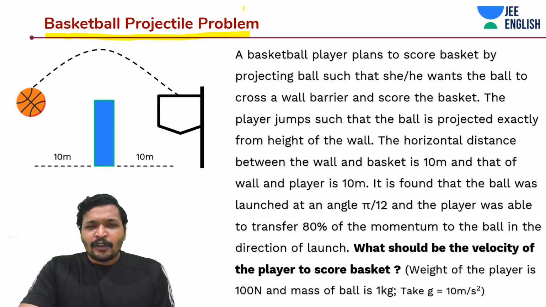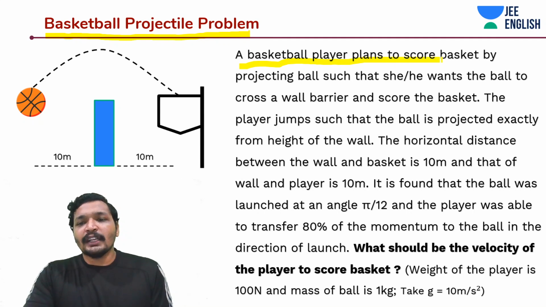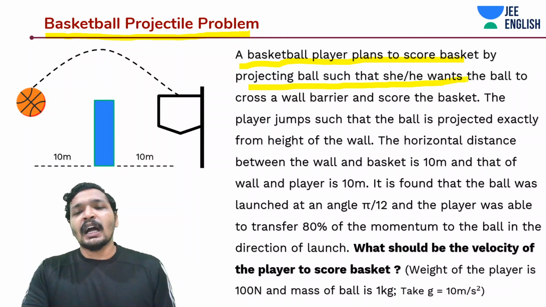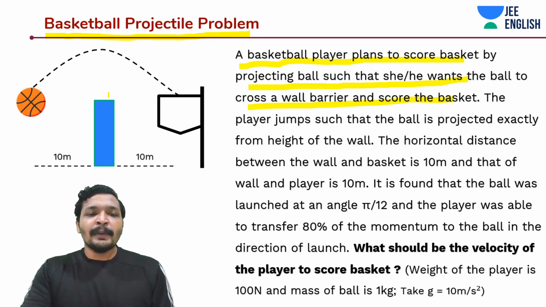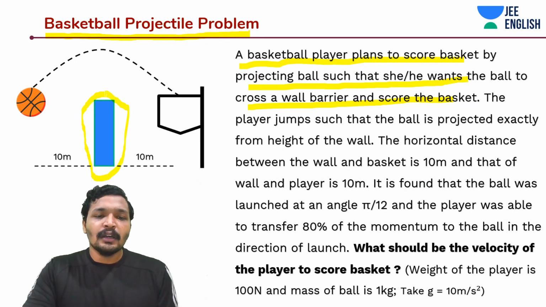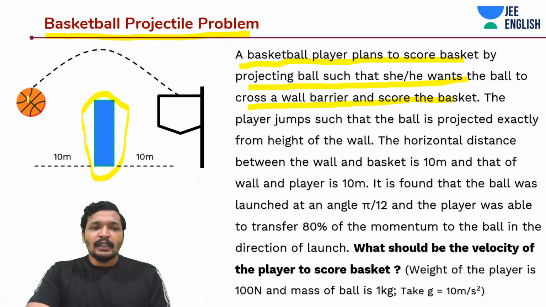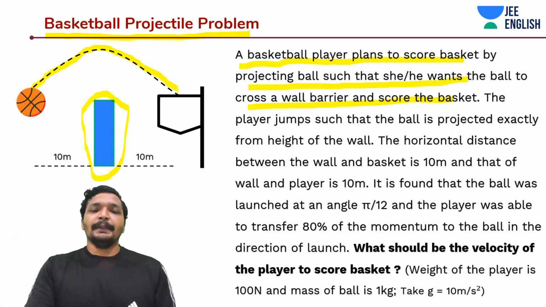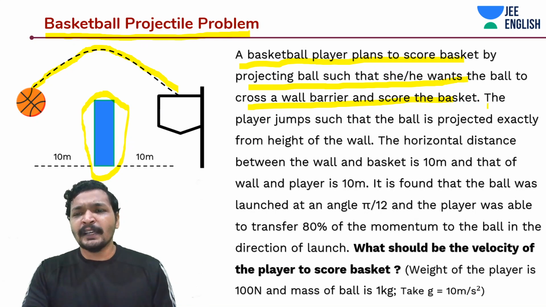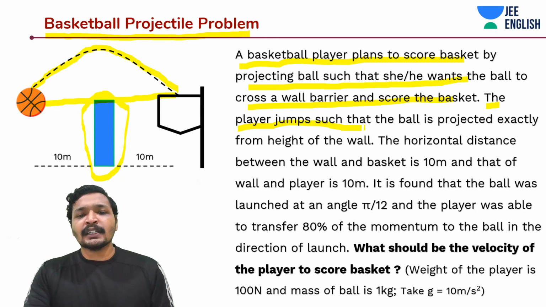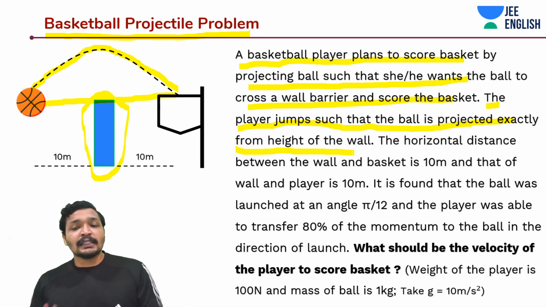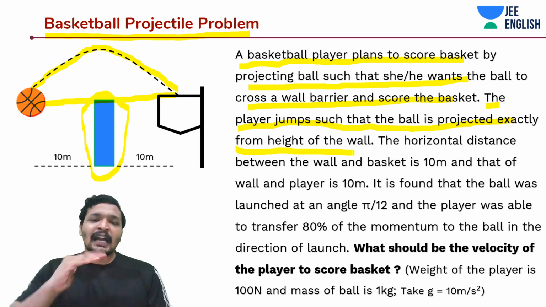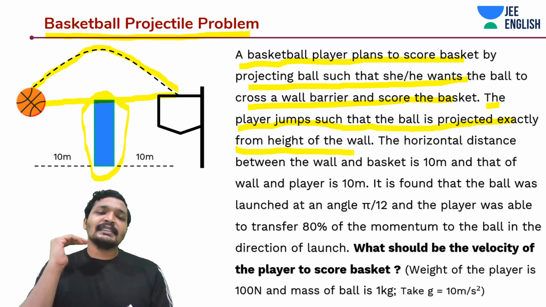So a basketball player plans to score by projecting a ball such that she or he wants the ball to cross a wall barrier and score a basket. So there is the wall barrier. It's a practice session for that basketball player. Now that player wants to project the basketball such that it scores the basket. The player jumps, so the player is jumping up to this height. The player jumps such that the ball is projected exactly from the height of the wall. So the y-axis is at exactly the height of the wall.